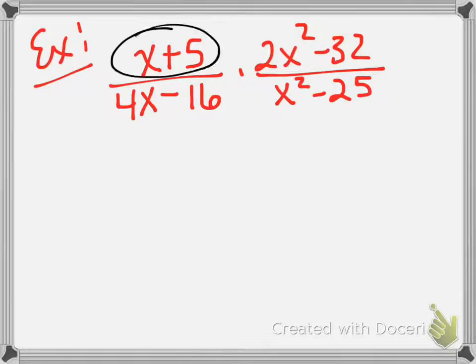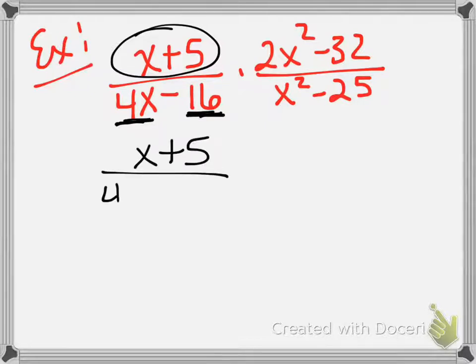X plus 5 is already factored because there's not anything that x and 5 have in common. It doesn't fit the form of the difference of squares or the difference of cubes, and it's also not a trinomial. So that one's fine. 4x minus 16, I can see that these are both divisible by 4. So I know when I'm dealing with that part down there, starting with the greatest common factor, I'm definitely going to factor out a 4.